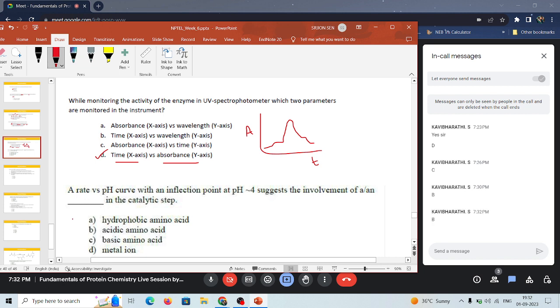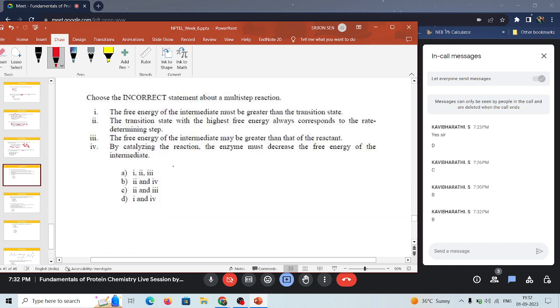Very good. So you need to have an acidic amino acid. Yes, because the pH is in the acidic range. Correct. The next one. Choose the incorrect statement about the multi-step reaction. So which of the statements over here are incorrect?